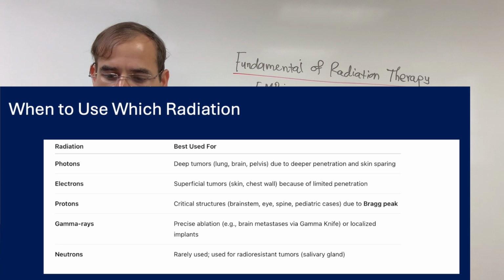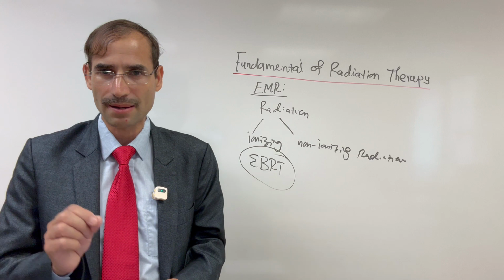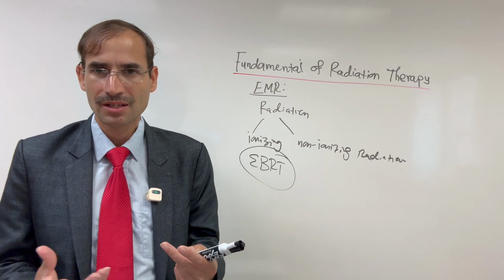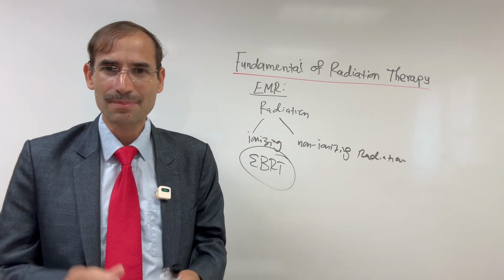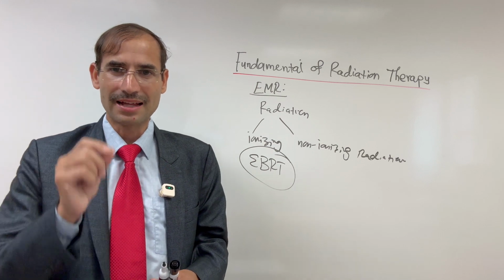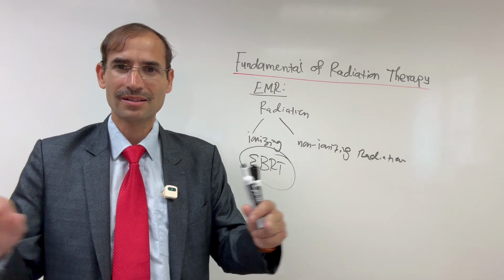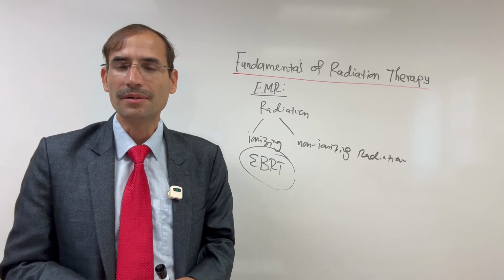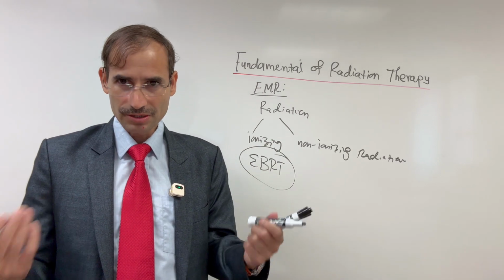And with proton, you can treat critical structures like the brainstem. The tumor nearby the brainstem, we have to protect that, so we have to use the proton. Maybe the eye, the back of the eye is a very critical region. You have to be very, very precise, and the radiation must hit exactly there and spare the surrounding organs, tissue or cells. That is because of the Bragg peak.